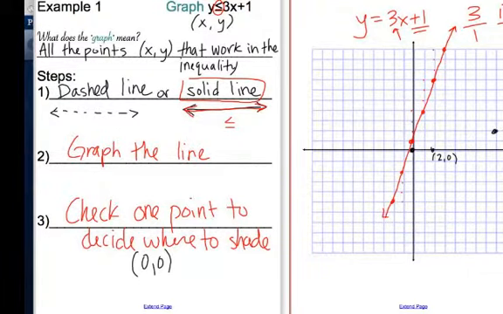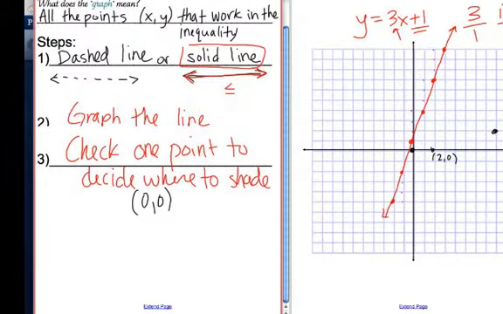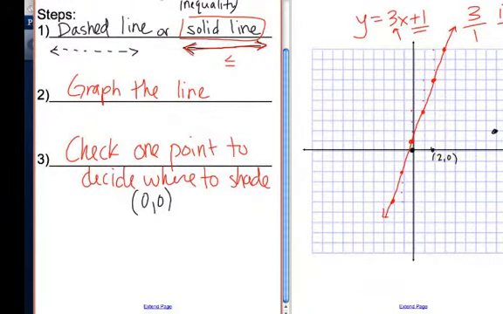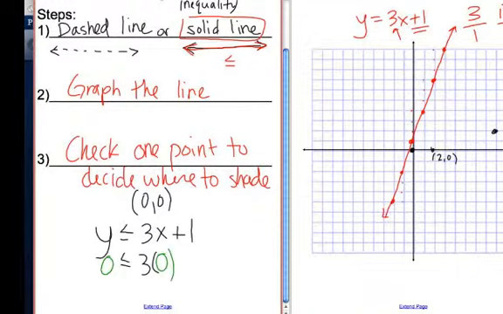So what I'm going to do is plug in 0, 0 into my original inequality. Remember, our original inequality was y is less than or equal to 3x plus 1. So now I'm going to plug in 0 for x and 0 for y. So I'm going to have 0 less than or equal to 3 times 0 plus 1.